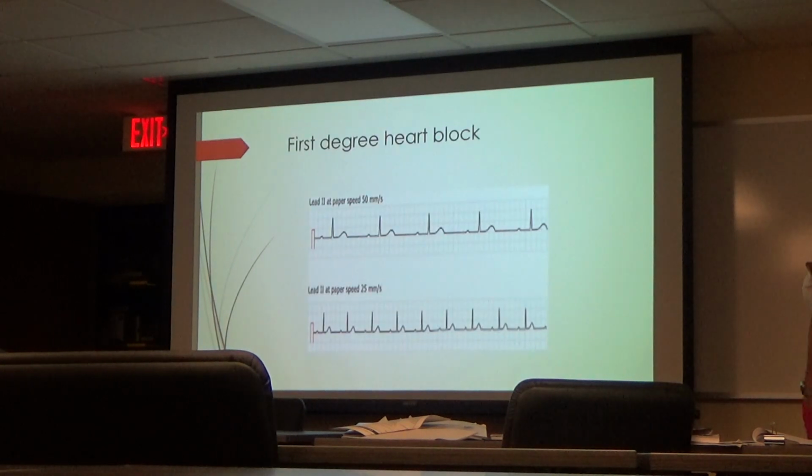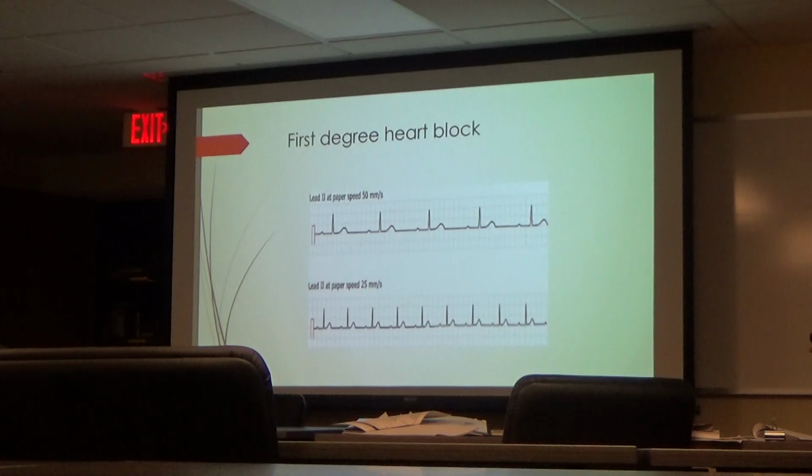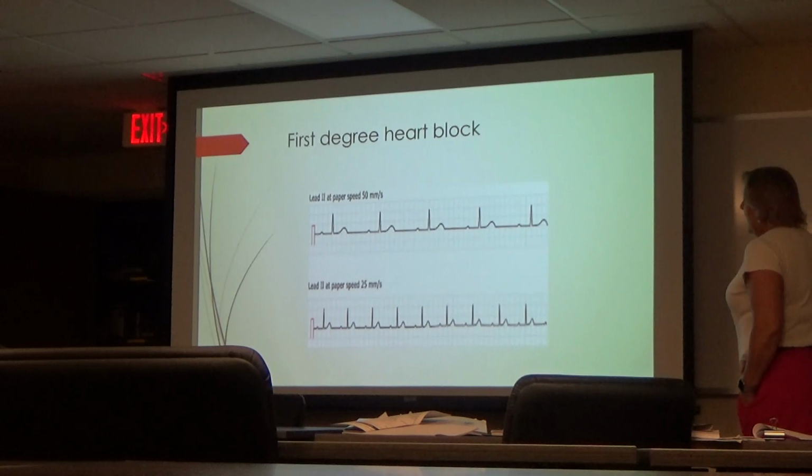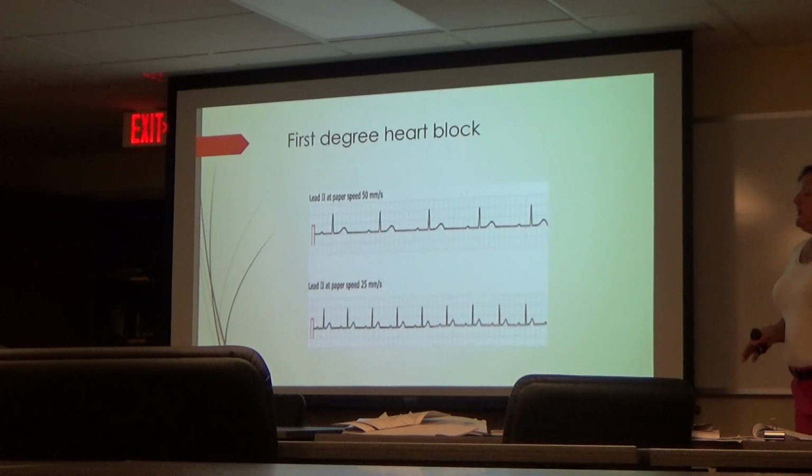We'll start with the first degree heart block. We see so many patients that have a first degree heart block, and generally nothing is done for these patients. We don't have to do any treatments for them. They're usually asymptomatic. When we look at any of the blocks, the big thing to look at is our PR interval, and that will help us identify which type of block it is.